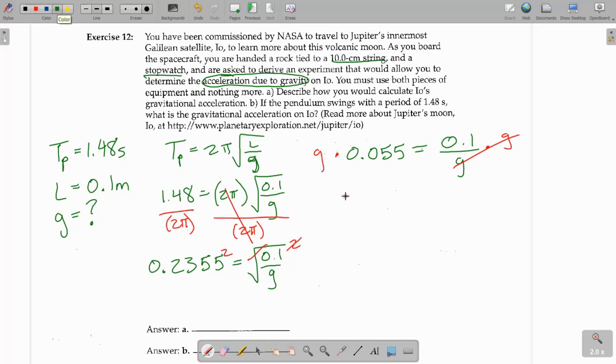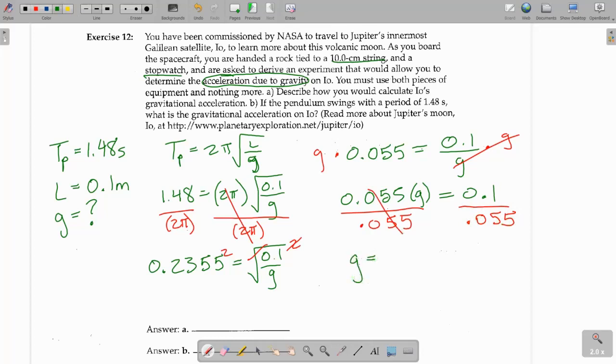So I'll go ahead and rewrite it. 0.055 times g is equal to 0.1. We now need to get g by itself. We need to divide by 0.055 on both sides. It'll cancel on this side. That's going to give you a value for g that is 1.802 meters per second squared. So at that point you have solved for the acceleration due to gravity on Jupiter's moon.